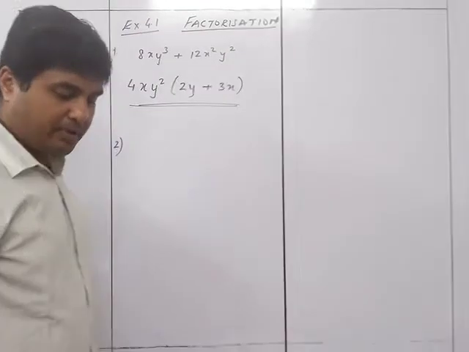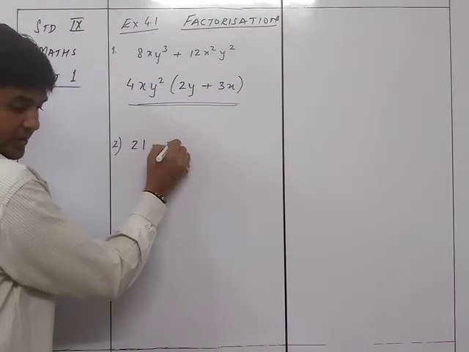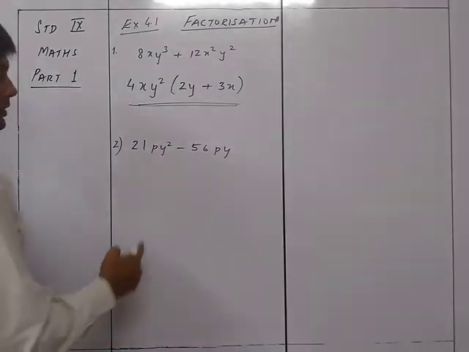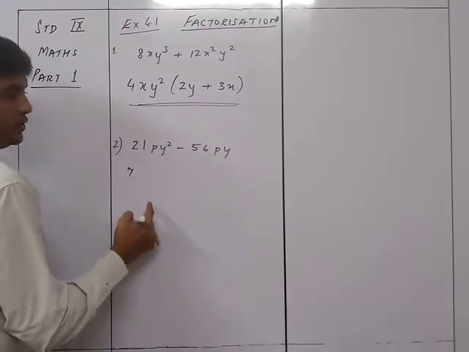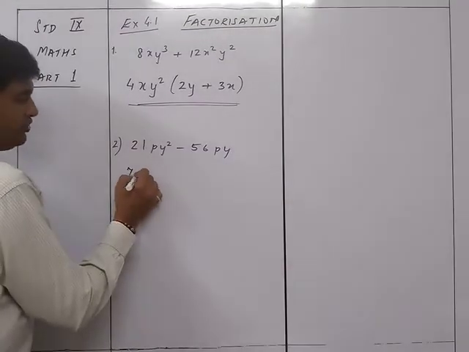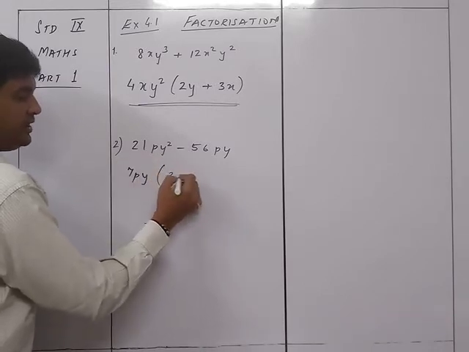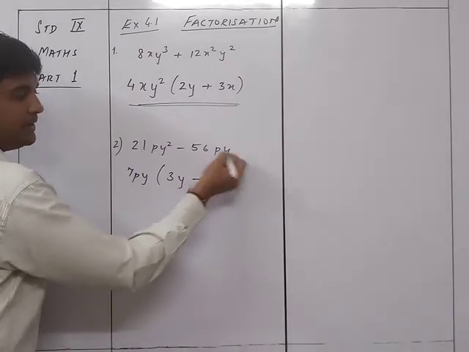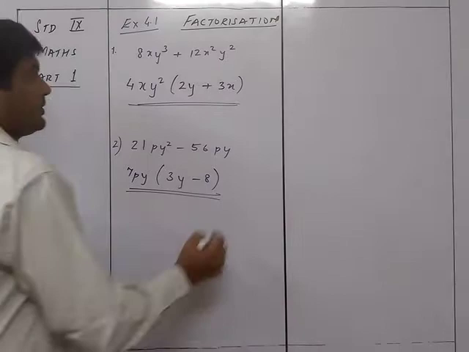We move on to sum number 2, that is 21py square minus 56py. Again the same thing, 21 and 56, you can see 7 is common between the two. P and P is common, y square and y is common, and accordingly here it will be 3y and here will be 8 and nothing is balanced, so it will be 8. So that's sum number 2.